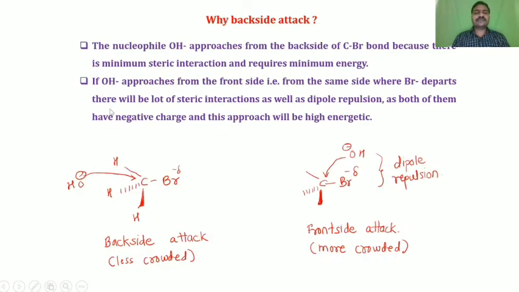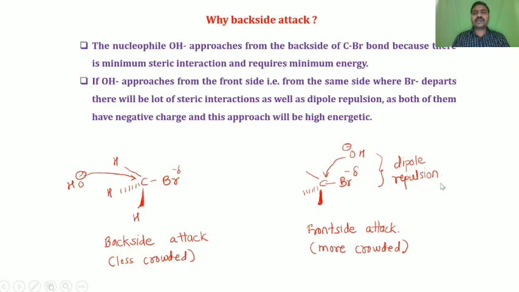Here you can see this OH⁻ attacks from the backside. So there are minimum steric interactions between Br and OH⁻, and also there is an absence of dipole repulsion. So this is a less crowded backside attack. If OH⁻ attacks from the front side, this OH⁻ and Br⁻ are on the same side, so they create a dipole repulsion, and this is more crowded and high energetic. Therefore the nucleophile approaches from the backside of the C-Br bond.